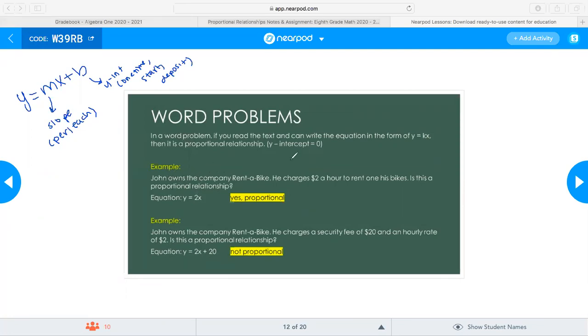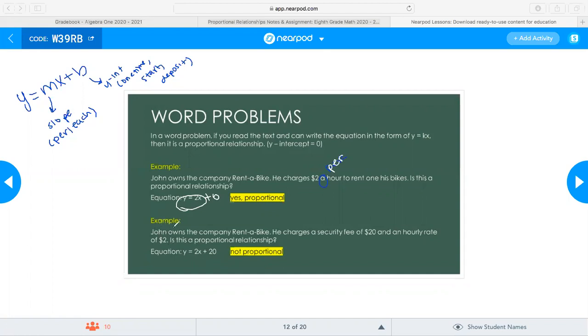John owns the company Rent-A-Bike. He charges $2 an hour to rent one of his bikes. Is this proportional? Well, he charges $2. I should have put per hour. I know you can't see that blue pen, let me put white. Per hour. Well, there's your slope. That per right here, $2 an hour, is your slope or your constant of proportionality. You can write y equals 2x, meaning it has a y-intercept of 0, so this is proportional.